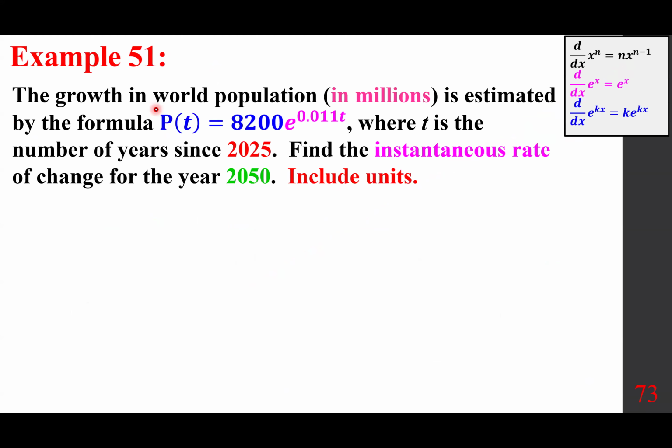The growth in world population in millions is estimated by the formula P of t equals 8,200 e to the power of 0.011 t, where t is the number of years since 2025. Find the instantaneous rate of change for the year 2050, include units, always include units.